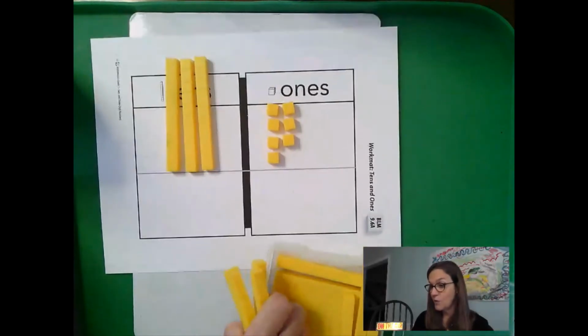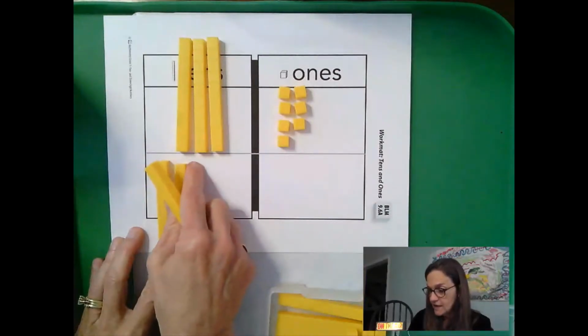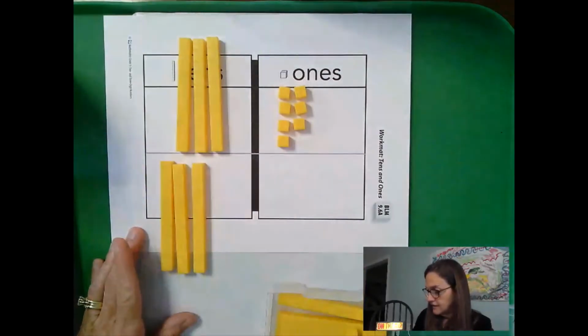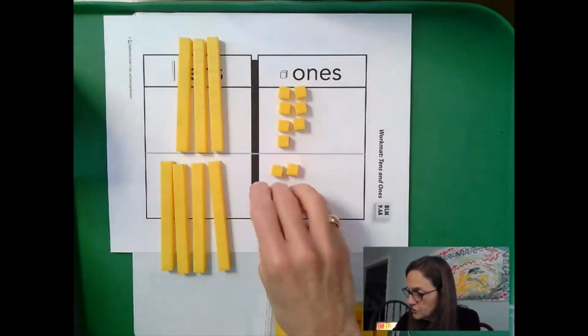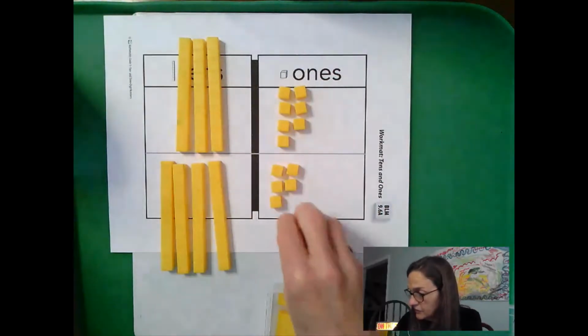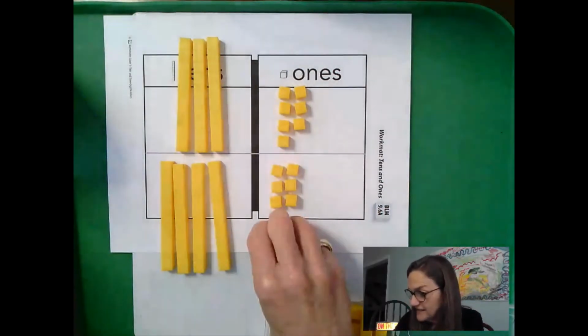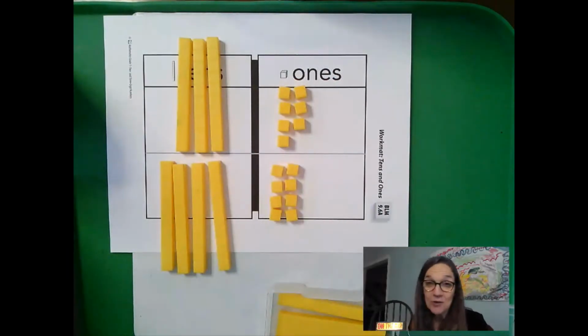I hope I have that many ones cubes. 10, 20, 30, 40, 41, 2, 3, 4, 5, 6, 7, 48. He changed to 48, which is good because I only have 8 more cubes.